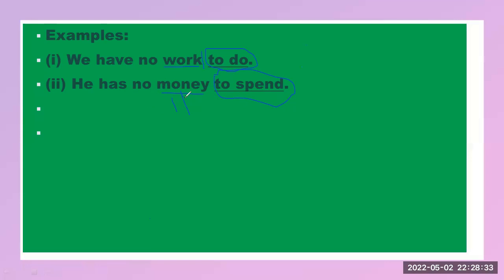So if you say he has no money, then you have to specify the money you are referring to. And probably you are simply saying that he has no money to spend, you know, money he can spend right away. He doesn't have that. Meanwhile, he has a lot of assets that you can convert into money. But since those are still in fixed assets that you cannot immediately spend, then he has no money to spend right away. So to spend describes the money that we are talking about. To do describes the work that we are referring to. All right? So you can see how an infinitive phrase can be used as an adjective phrase.